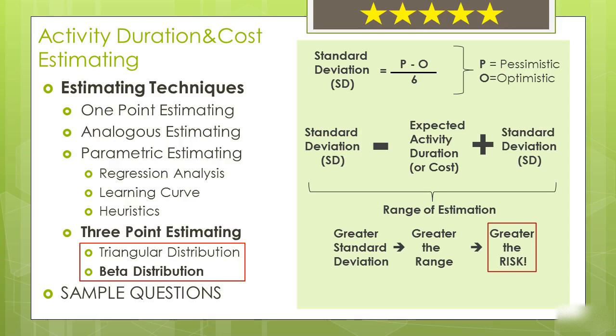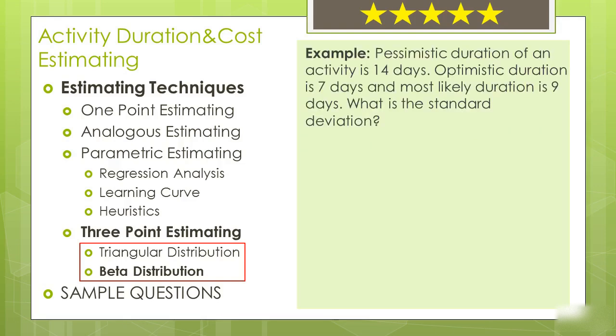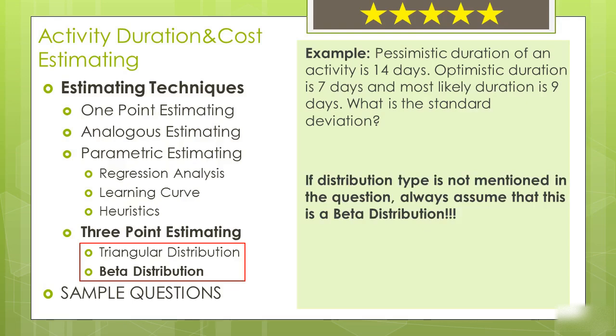Therefore, we can say that greater standard deviation means greater risk. Okay, let's go back to our example again. Pessimistic duration of an activity is 14 days. Optimistic duration is 7 days. And most likely duration is 9 days. What is the standard deviation?